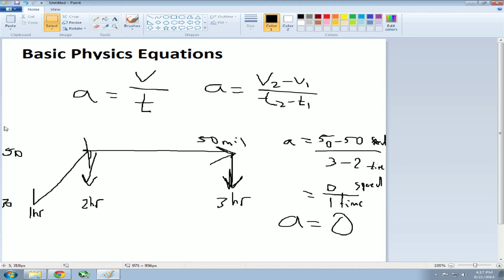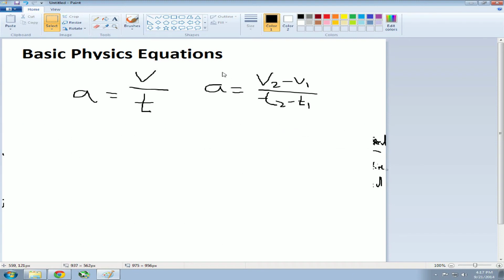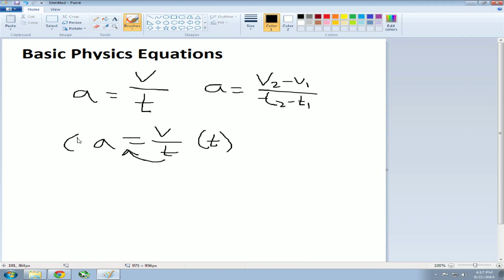So finally, we're going to break down what acceleration is. Alright, so we know the acceleration is the velocity, the speed, over time. If you move t to the other side by multiplying both sides by t, these t's cancel, and you're left with acceleration times time is the velocity, or the speed.